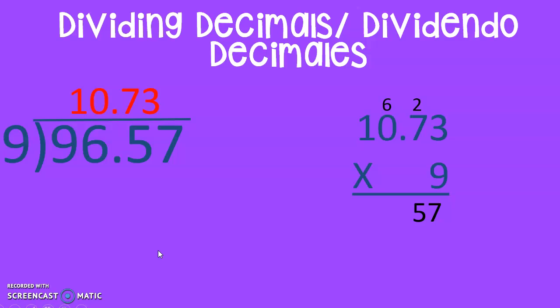9 times 0 is 0. But then we add 6. Pero sumamos 6. We get the 6. And then 9 times 1 is 9. Now we look at our decimal. Vamos a ver el decimal. We have to move it 2 times over. So we move it 2 times over in our answer. 96 and 57/100. We got the right answer. And now we know we divided correctly.